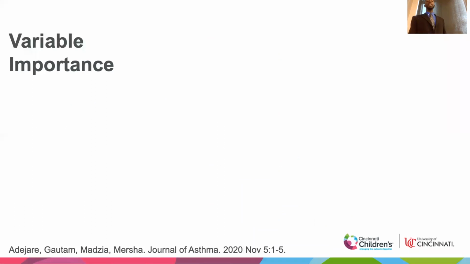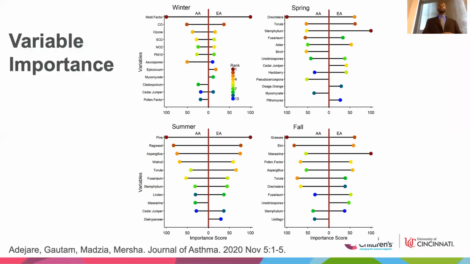And what we see is that with the variable importance from the extreme gradient boosting, taking winter, for instance, on the top left corner, we see that certain covariates trigger African Americans and European Americans the same, but certain covariates start to apply for African Americans.